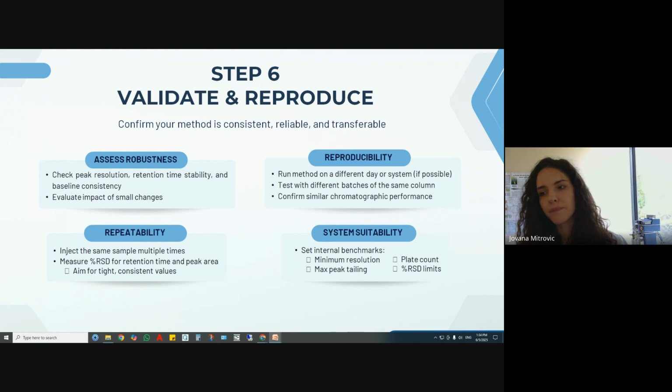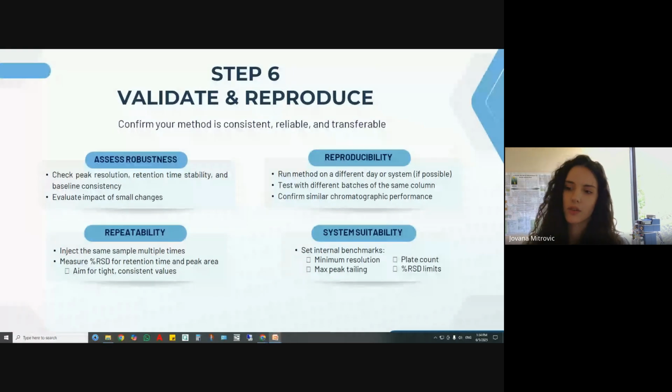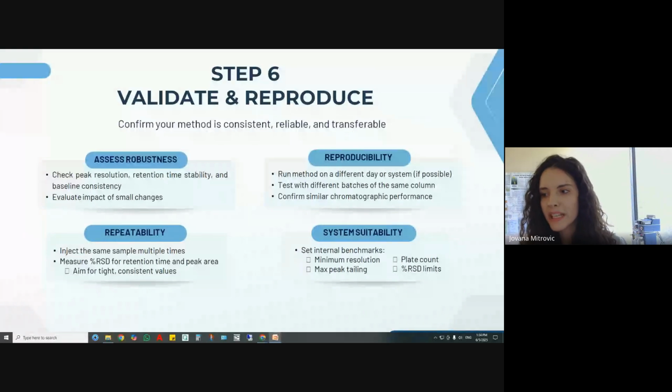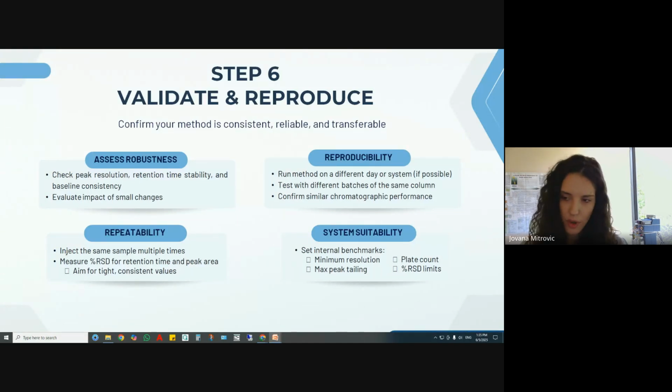Then confirming repeatability by injecting the same sample multiple times and calculating the relative standard deviation for both retention time and peak area. When these values are tight and consistent, it's a good sign your method produces dependable data. Also, we have to set clear system suitability criteria. Basically, decide on minimum acceptable values for resolution, peak tailing factor, plate count, so you know when your system is performing well. And to wrap up, this step is critical to ensure your method is ready for real-world use, delivering consistent, trustworthy results every time.